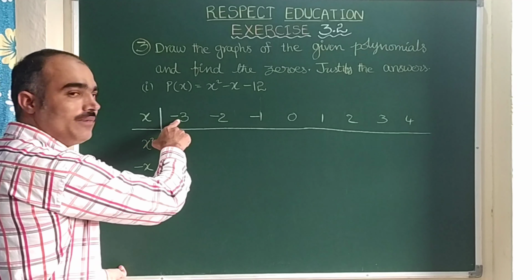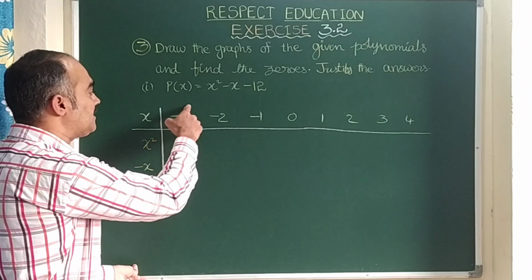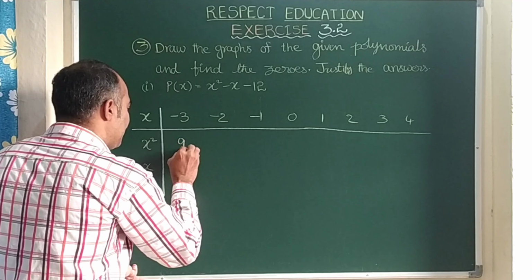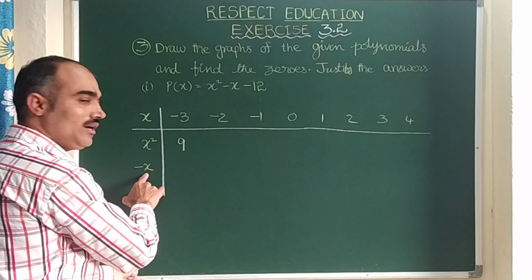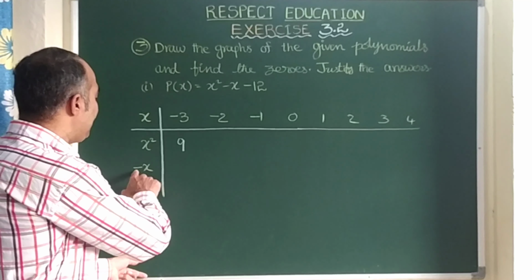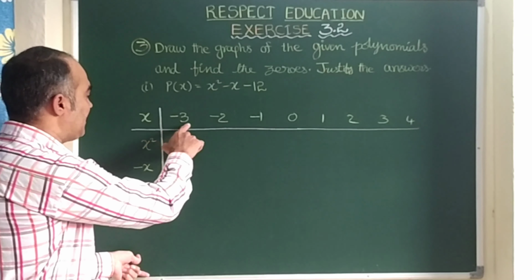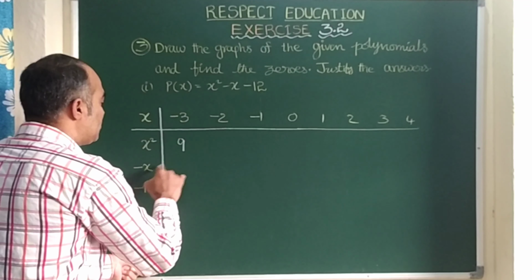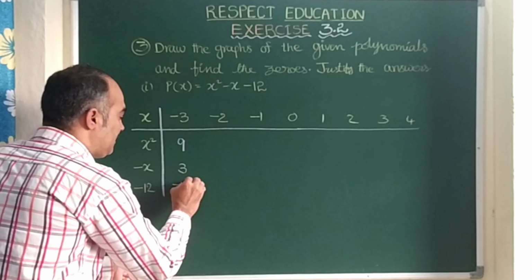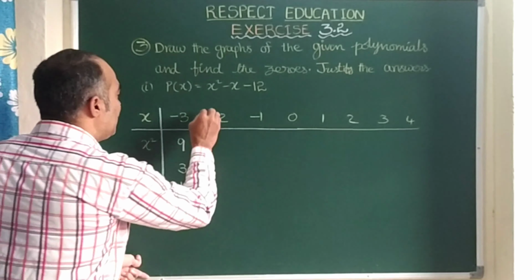See, if x is minus 3, what is x square? Minus 3 whole square is nothing but 9. If x is minus 3, what is minus x? If x is minus 3, this is minus of minus 3, so it is plus 3. Minus 12, it is a constant. Let us write it as it is.